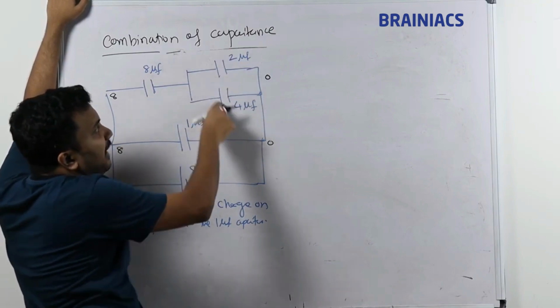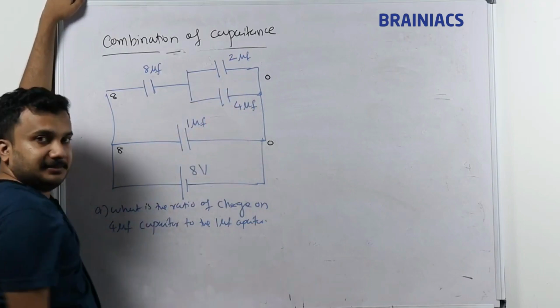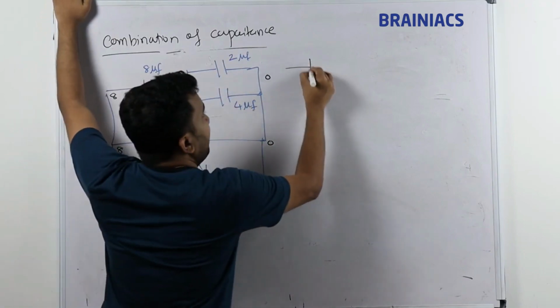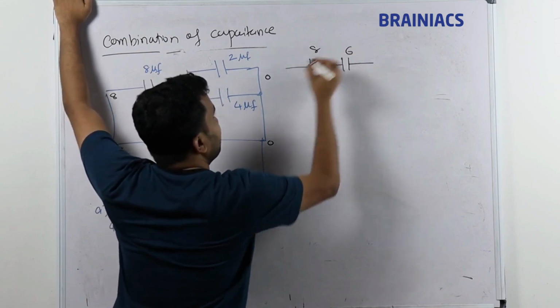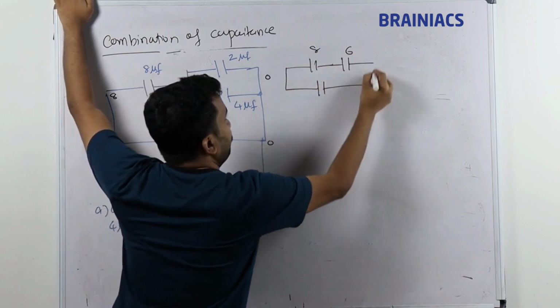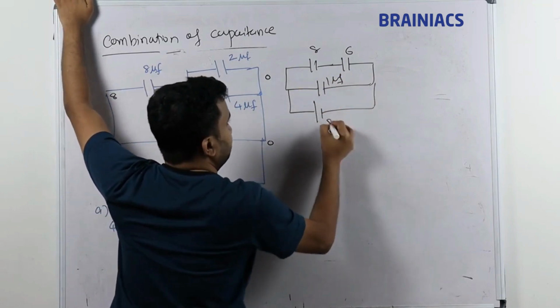What is this? This is a parallel connection. So what is the equivalent capacitance? 2 plus 4 is 6. Okay, so I can say an 8 microfarad will be here, and these combine, I will get a 6. And then at the bottom I have 1 microfarad, and then both I have 8 volt.